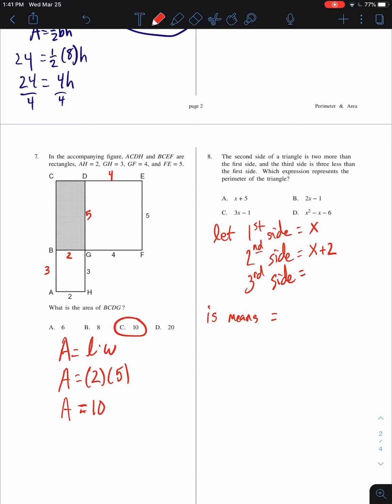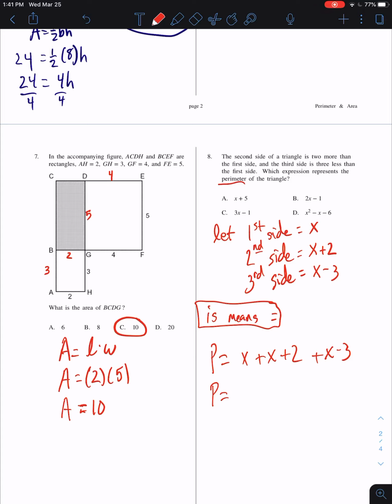The third side is 3 less than the first side. So 3 less than is x minus 3. All right, so we know that is means equals. That allowed us to translate those words into equations. And now we can go find the perimeter. They asked for the perimeter of the triangle, which just means add up all the sides. So x plus 2 plus x minus 3.